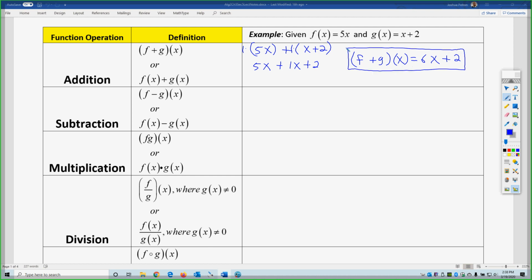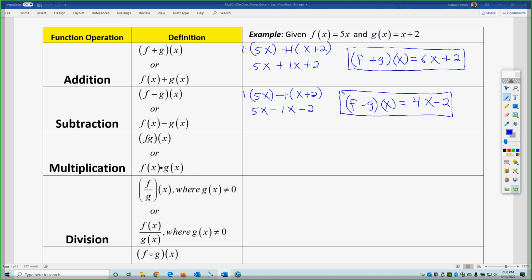Okay, second one, f minus g is going to be 5x minus x plus 2. Again, distribute the 1's first, so we get 5x minus 1x minus 2 for a final answer of f minus g of x is 4x minus 2.